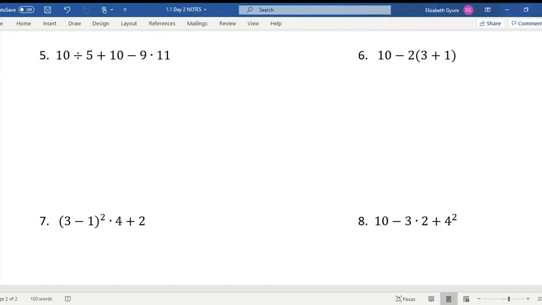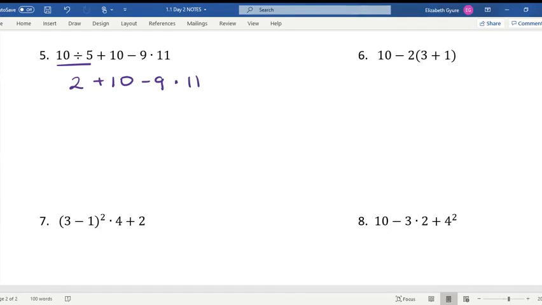What do we think? Jake? 10 divided by 5, which is 2. So start with your 10 divided by 5. That's going to give you 2. Drop down your plus 10, your minus 9, and your times 11.